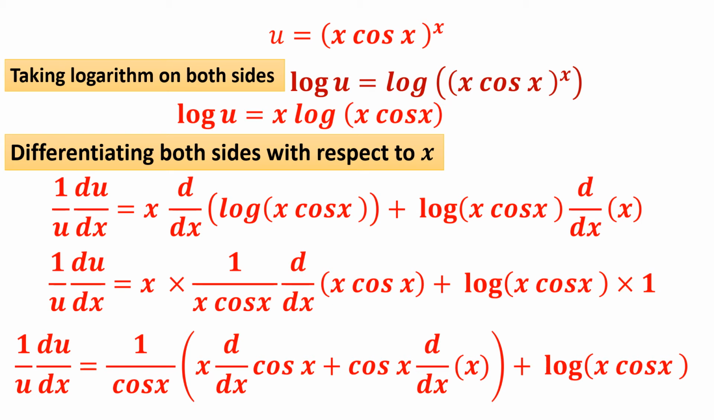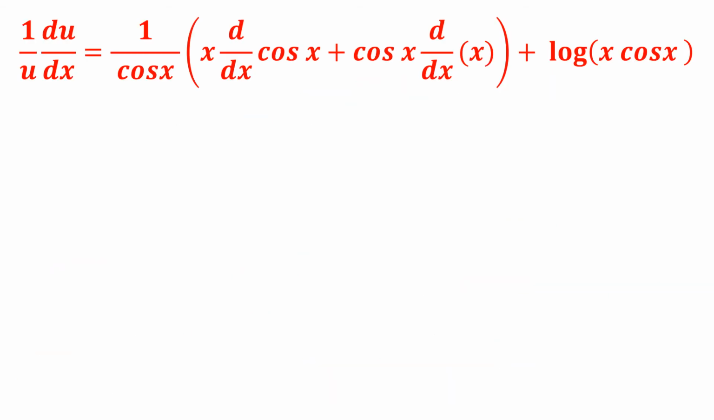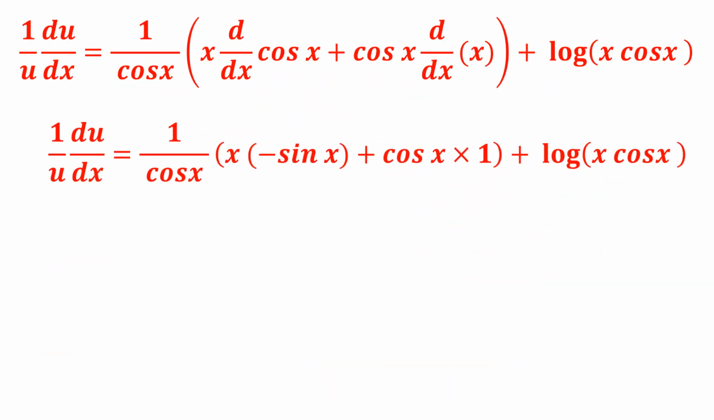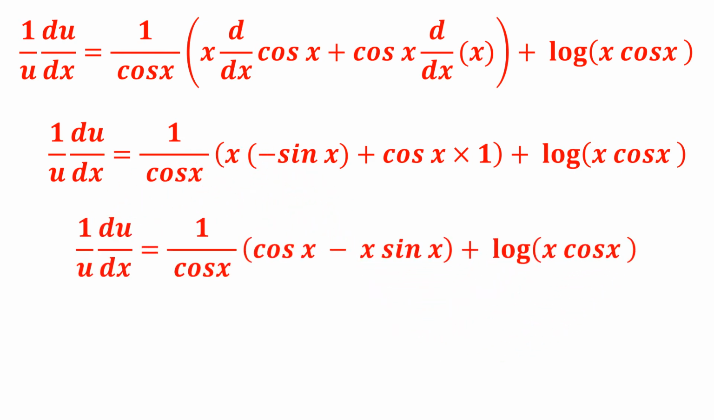How to differentiate x cos x? By making use of the product rule once again: x into d/dx of cos x plus cos x into d/dx of x. First function into differentiation of the second, plus second into differentiation of the first. We continue. Differentiation of cos x is minus sin x, then differentiation of x is 1. So it becomes minus x sin x plus cos x, which can be written as cos x minus x sin x, plus log of x cos x.